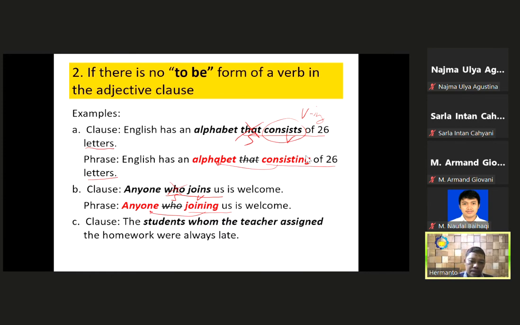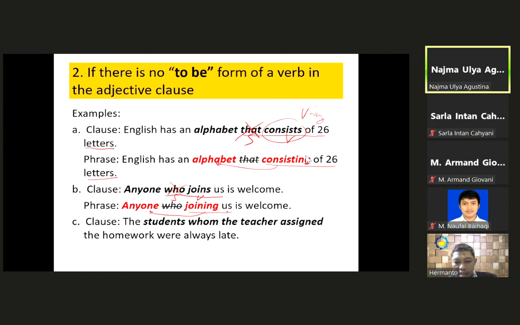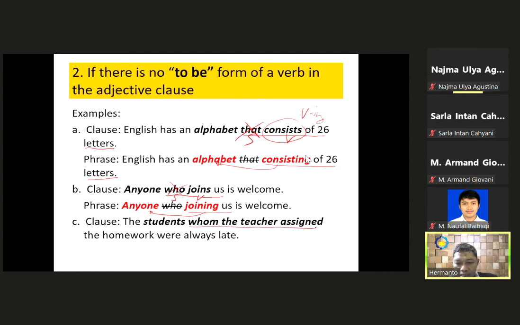What about this one? The students whom the teacher assigned the homework were always late. Which is the adjective clause? Anyone? The teacher assigned. Whom the teacher assigned the homework. This is the adjective clause. And how can you reduce it into an adjective phrase? The answer is no, you can't reduce it into an adjective phrase.